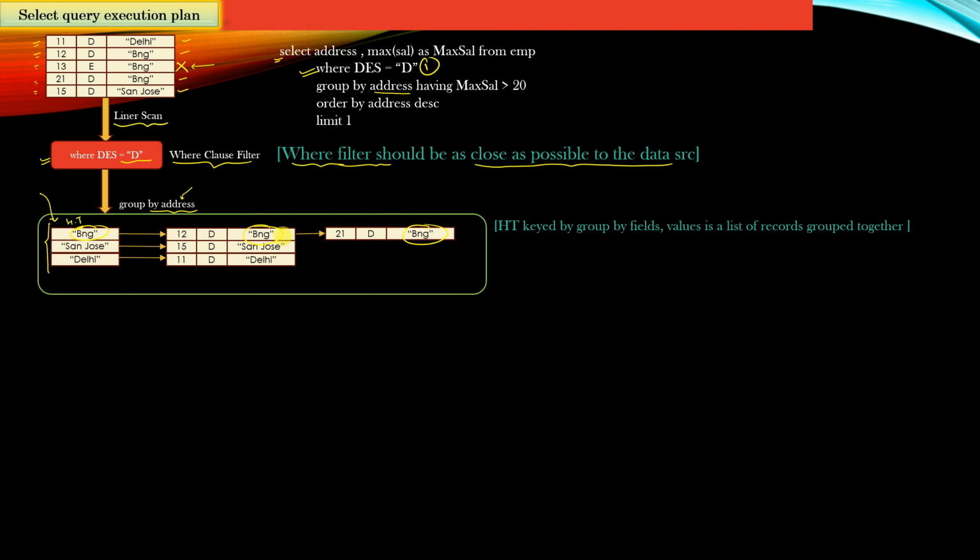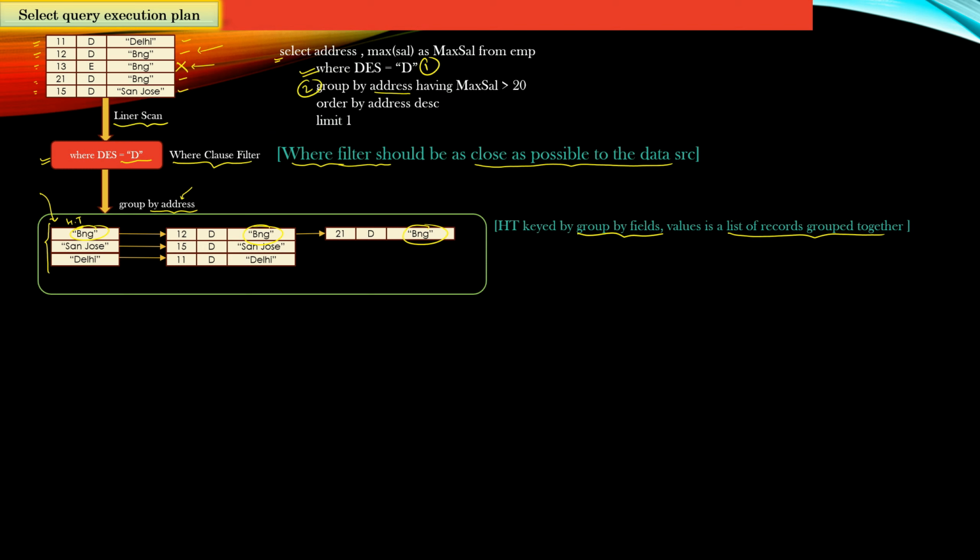You can see that 4 records from this relational table were qualified by the where clause. All those 4 records are now grouped together based on their address field. The first bucket of the hash table contains 2 records. The second bucket contains 1 record, and the third bucket again contains 1 record. So the hash table is keyed by the group by field, and the value of the hash table is a list of records grouped together based on that field. This is how the group by clause is applied. In order to apply it, we need to create an internal temporary hash table so that we can group the records based on the group by field. So this is step number 2.